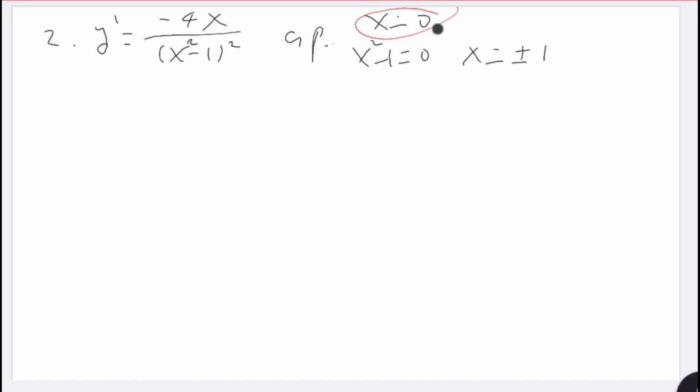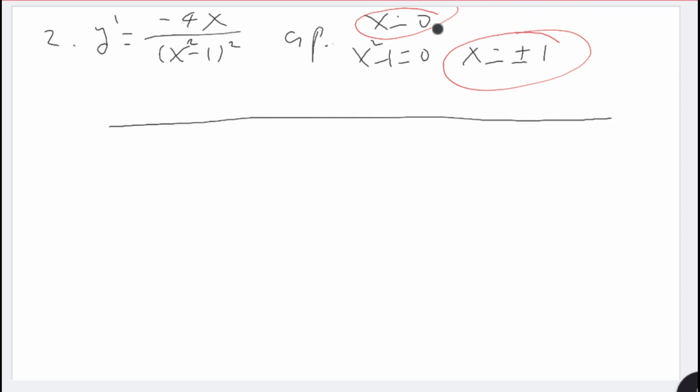x equals 0, the top will be 0. With x equal to plus or minus 1, the bottom will be 0, the derivative is not defined, also critical points. Then we create our sign chart. So we have -1, 0, 1.